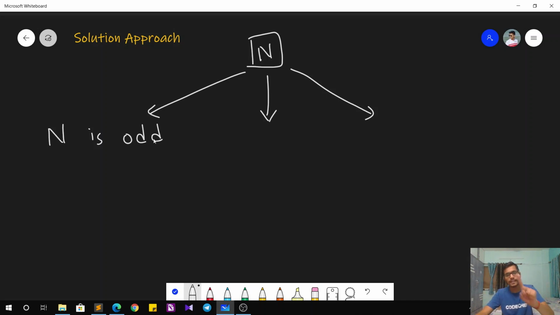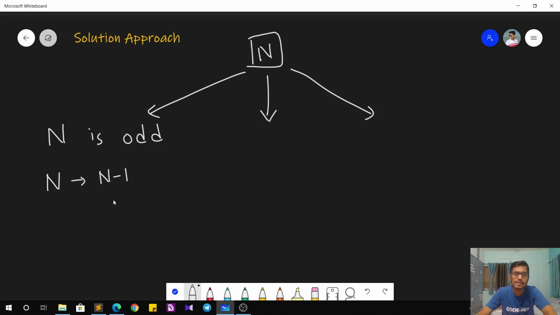There's only one thing that the player can do: he has to do the second kind of move, that is, change n to n minus 1. There is no other option. The player does not have any power with him. He does not have control over the game right now. He just has to change the value of n to n minus 1 and the next player has to play.